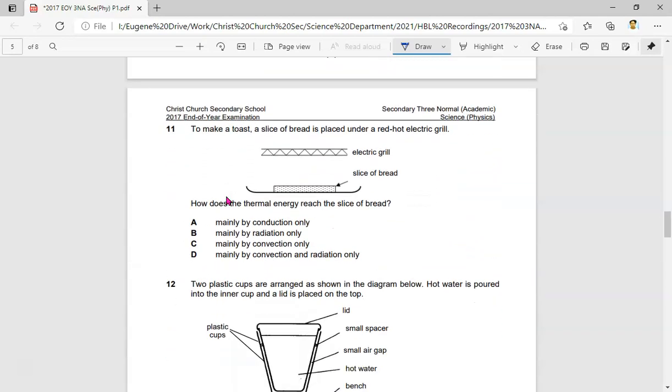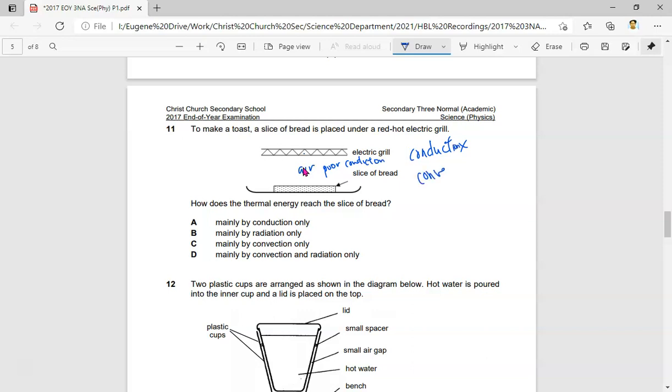Next one. To make toast, a slice of bread is placed under a red hot electric grill. How does thermal energy reach the slice of bread? If I want to talk about conduction, there must be a conductor in between. If I want to conduct the heat from the electric grill to the slice of bread, I need them to be in contact. So conduction actually is not the main mode here because the bread and the grill are not touching, and in between is air. Air is a poor conductor. So therefore, the main mode wouldn't be conduction.